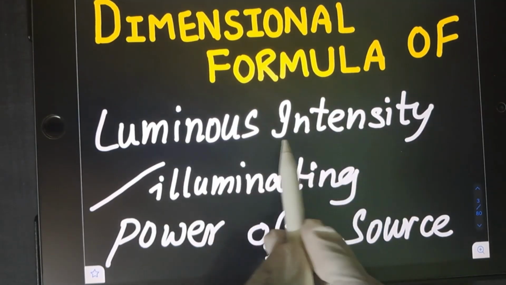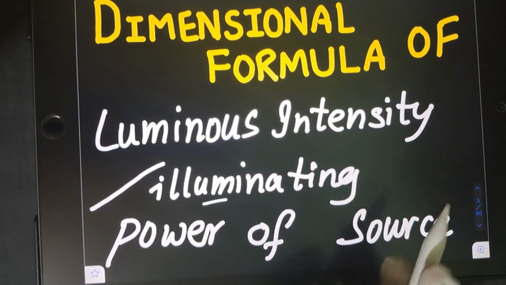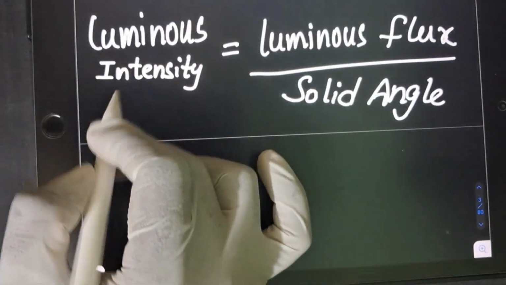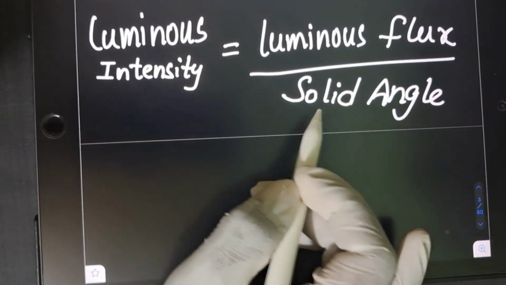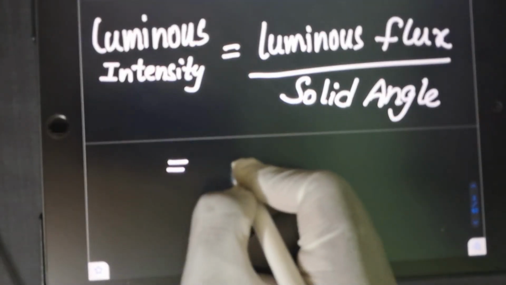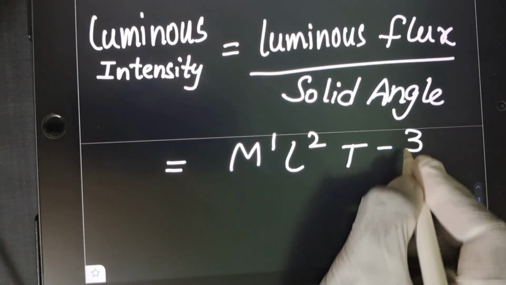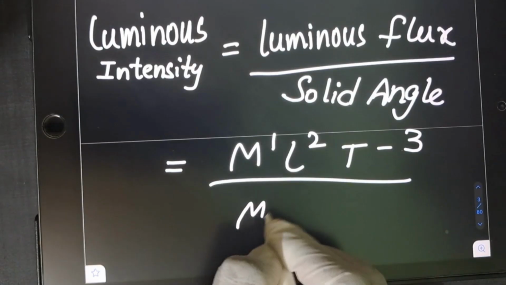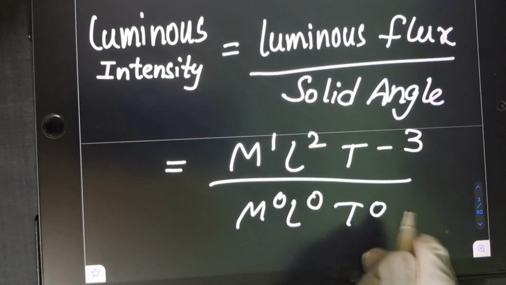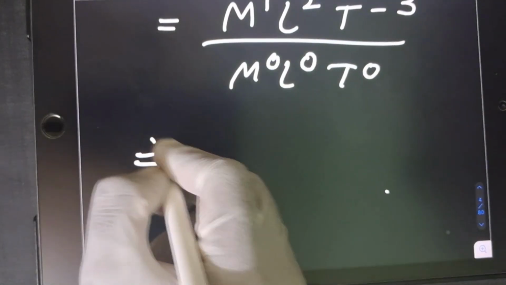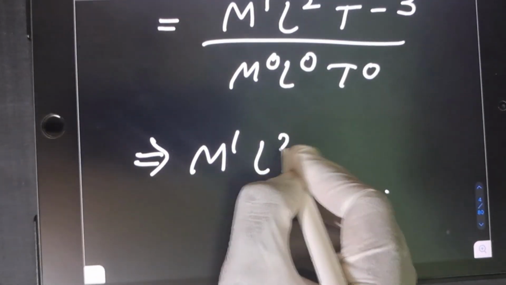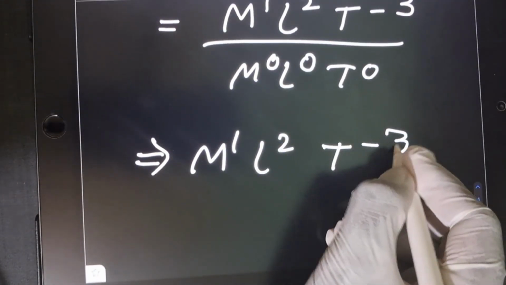To find the dimensional formula of luminous intensity, the illuminating power of a source. The formula is luminous flux by solid angle. We know the formula of luminous flux is M¹ L² T⁻³ by solid angle M⁰ L⁰ T⁰. It is dimensionless. So the formula is M¹ L² T⁻³. Same.